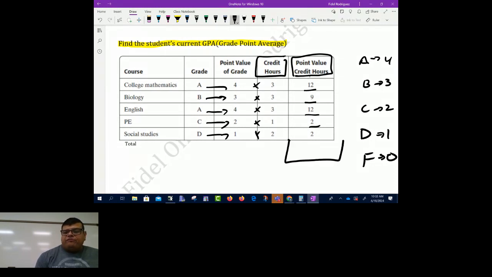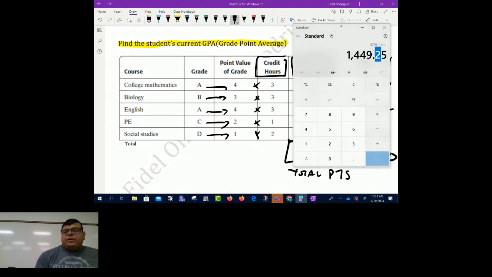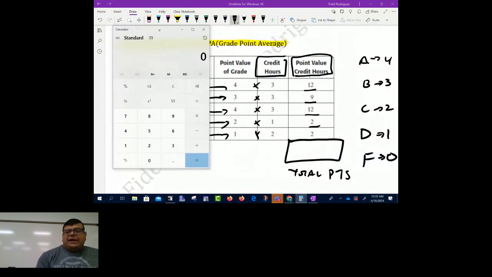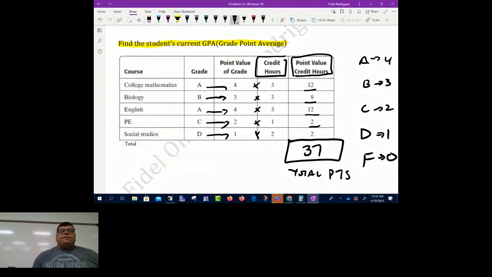Okay, so look, y'all, first thing we're going to do, we're going to find the total number of points. The way I'm going to do that is I'm going to add those numbers together. So 12 plus 9 plus 12 plus 2 plus another 2, 37. Now, the other thing we want to do here is add up the total number of hours.